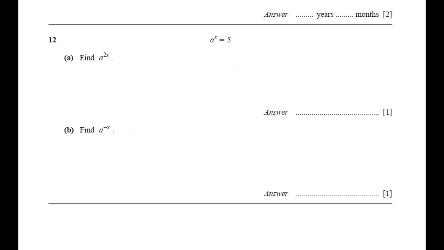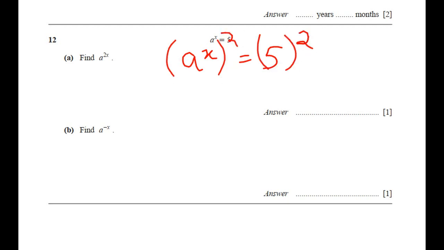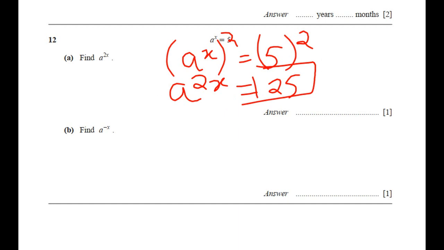Question number 12. When a^x is equal to 5, find a^2x. Now this is a^x equals 5. To change this into a power 2x, I can square both sides and I'll have to do the same for this side. So a^2x is equal to 25, which is the answer. Alright, now I'm clearing the screen for the second part.